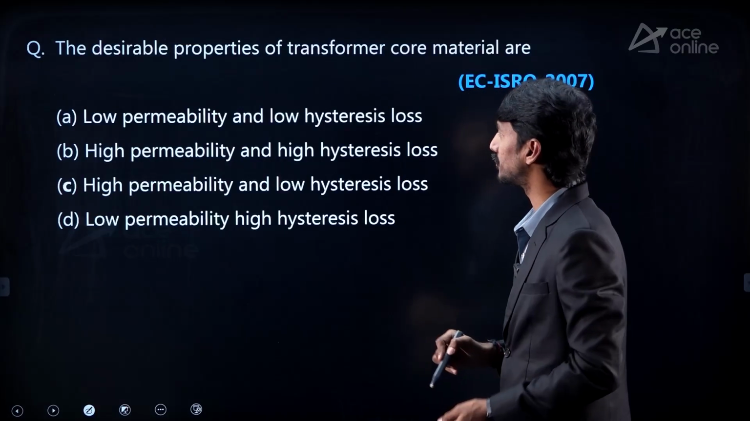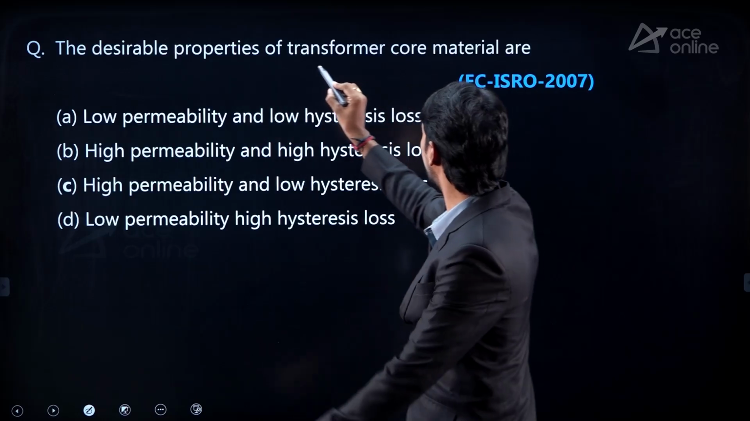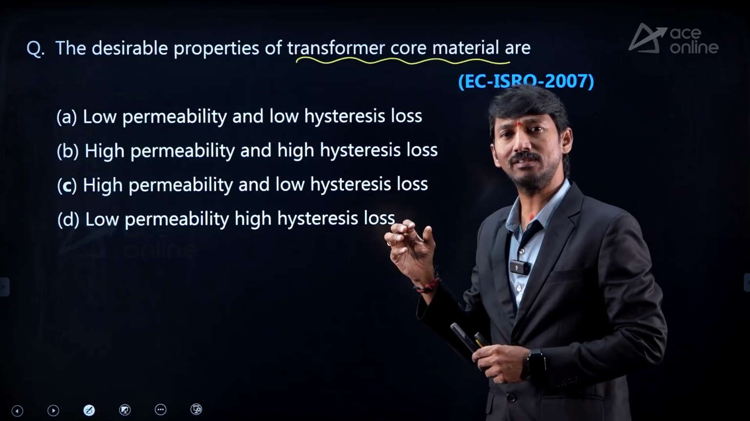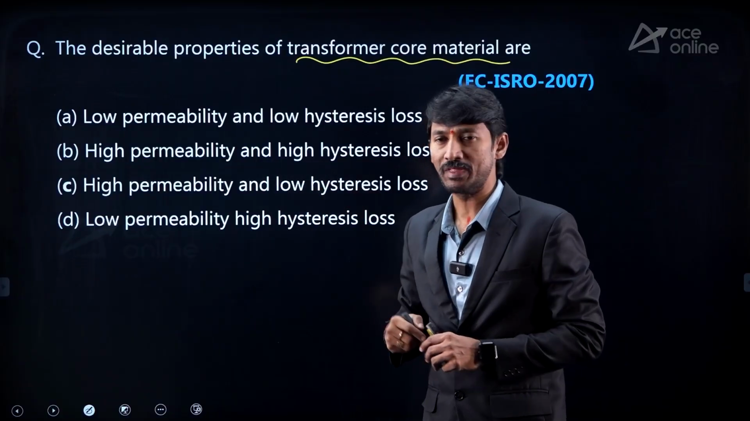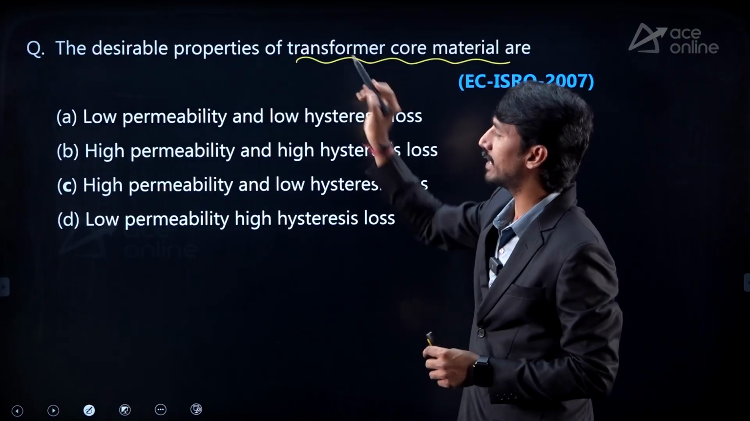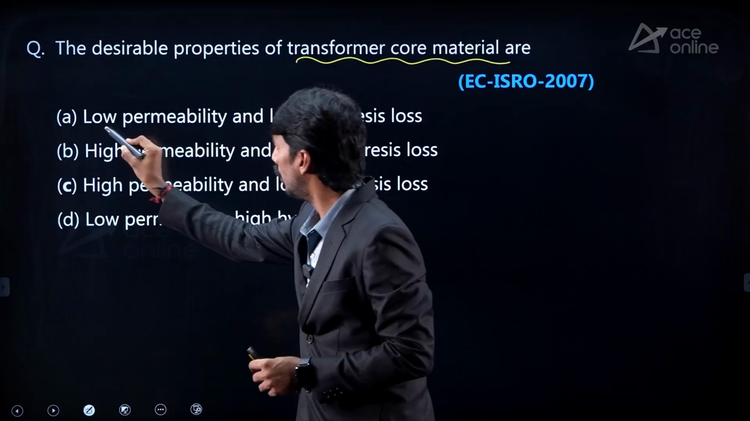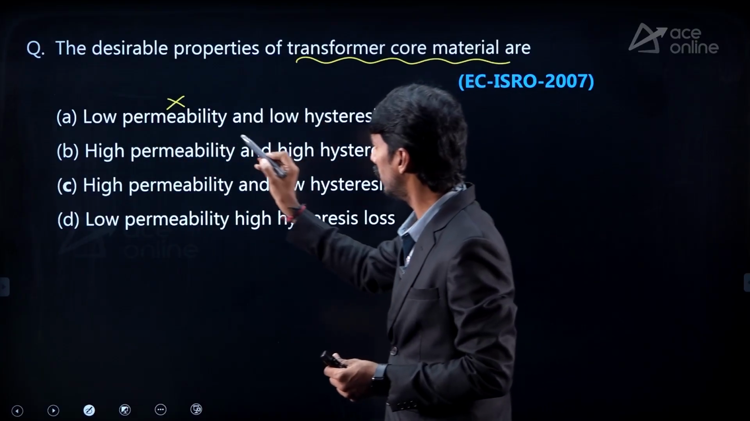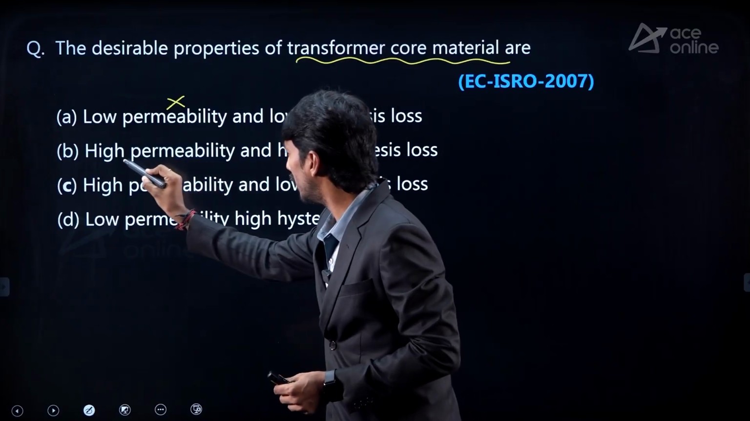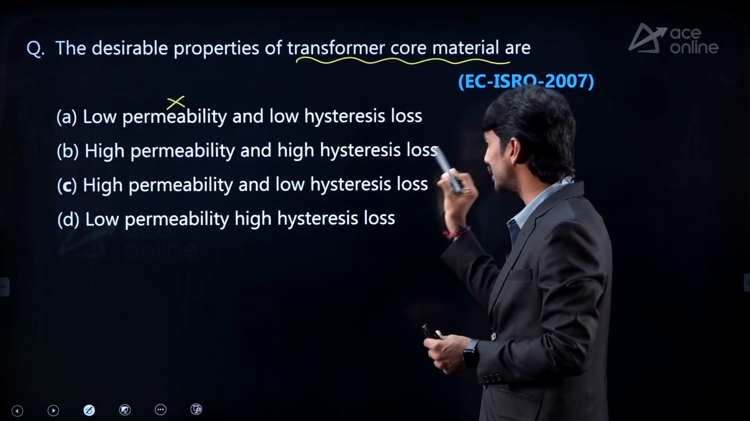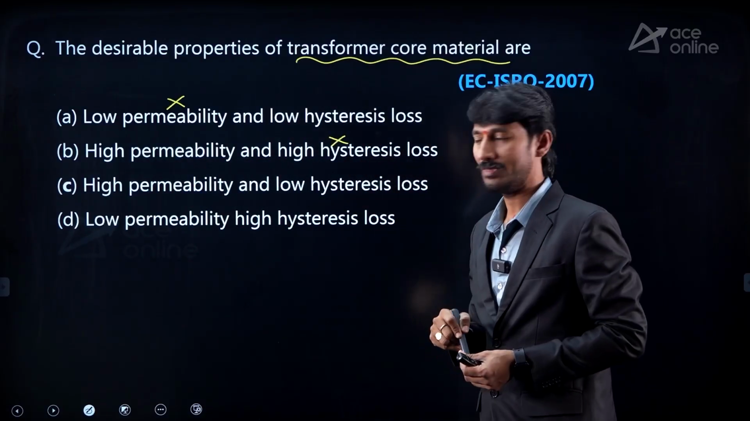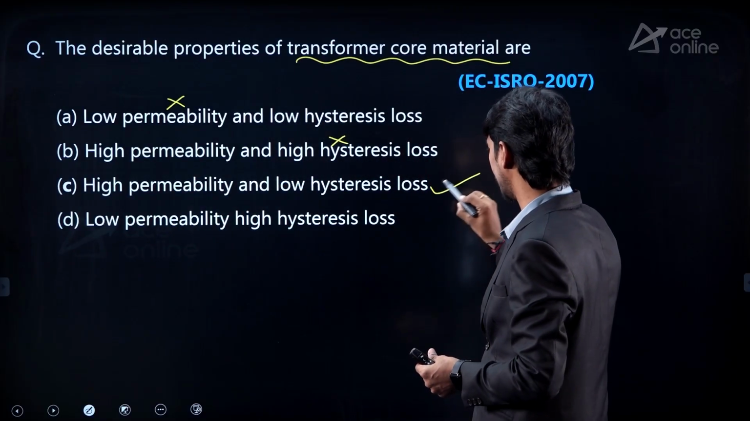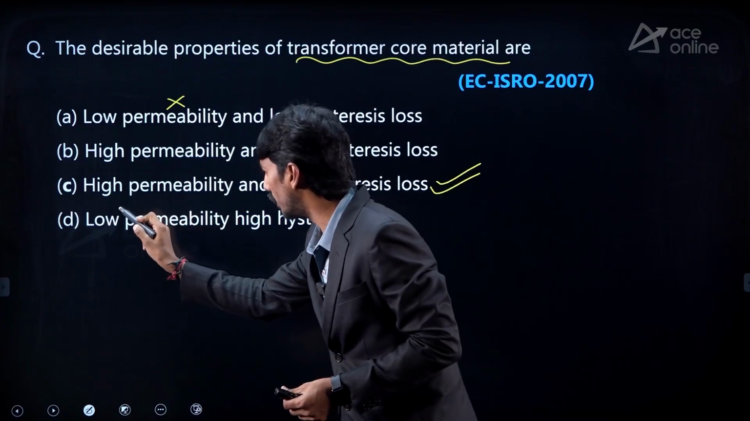Right? Next question. The desirable properties of a transformer core material. Nothing but whatever core material we are using, that material should have dash properties. Let us see one by one. Low permeability, no, it should have high permeability, but this option says low. Wrong here. High permeability, correct, but high hysteresis loss, no. And high permeability, yes, low hysteresis loss, correct.